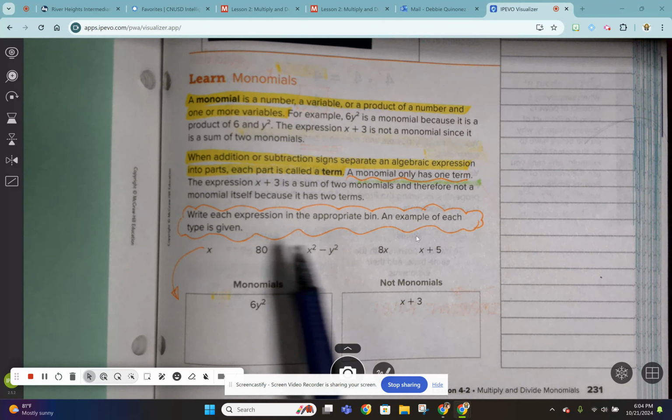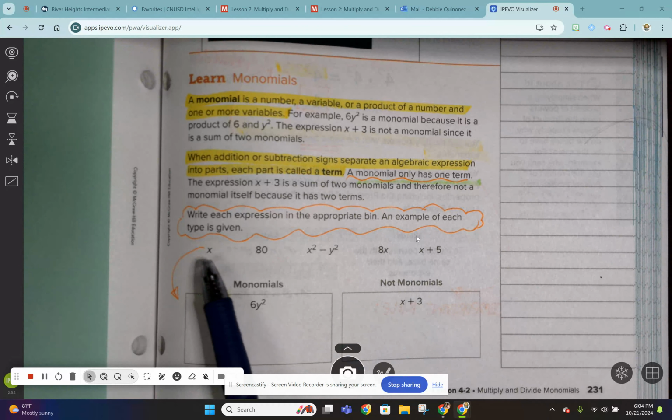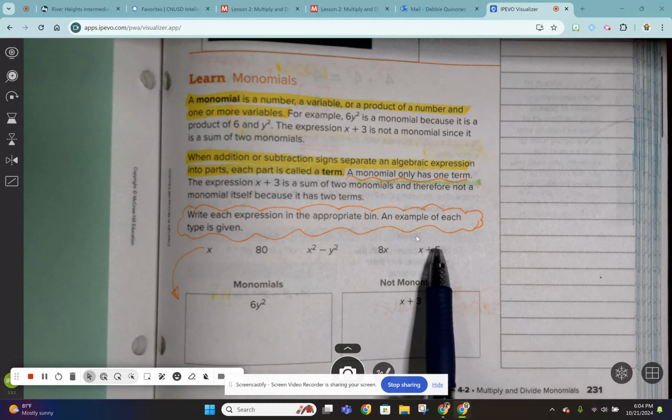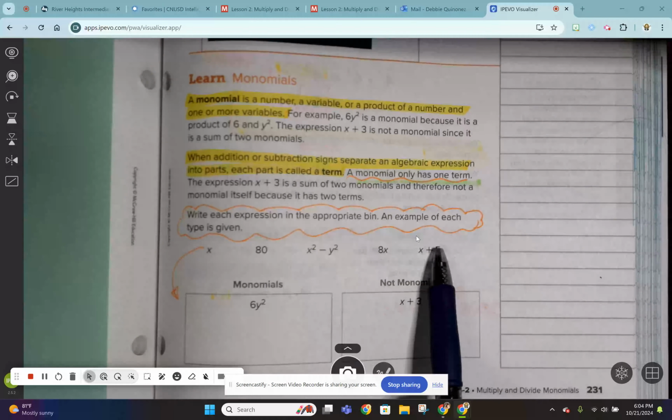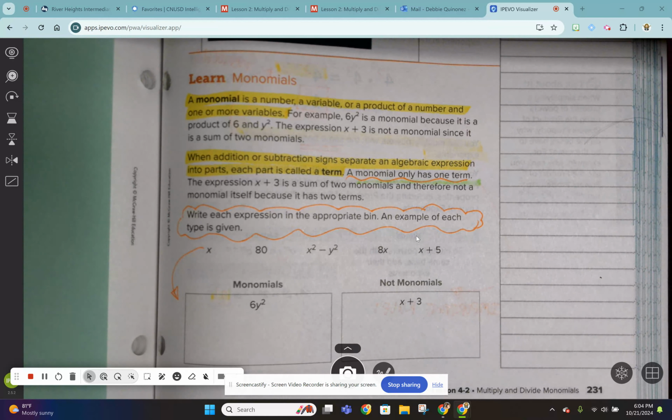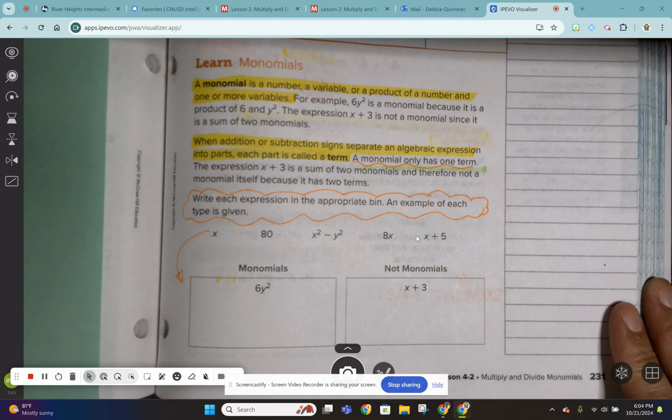So what you're going to practice right now is they're kind of giving you like a number bank right here. You're going to click pause and you're going to try putting each one of these into the appropriate bin that you think it belongs in. And then there's samples already done for you. Okay, so take a quick pause and try them out by yourself.